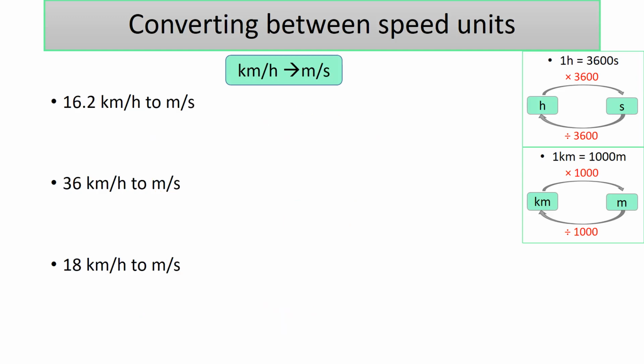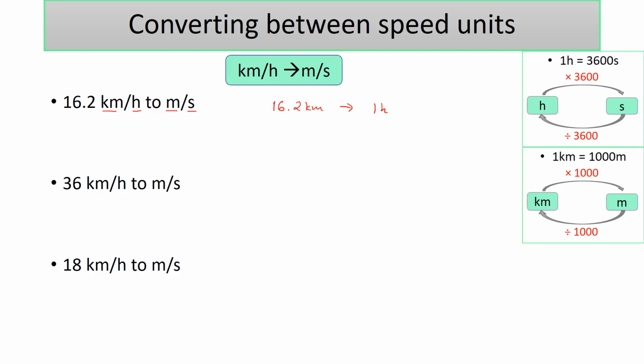Now, one of the very common conversions is between kilometers per hour and meters per second. Kilometers per hour and meters per second. So here, notice that kilometers change to meters and hours change to seconds. So there will be more conversion for us to do here. So this means that I cover 16.2 kilometers in 1 hour.